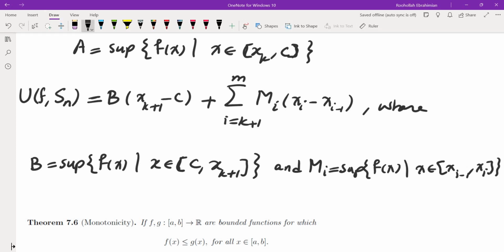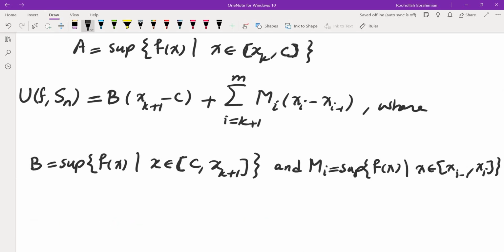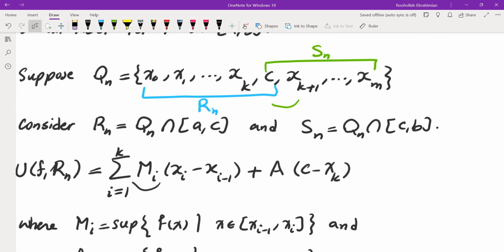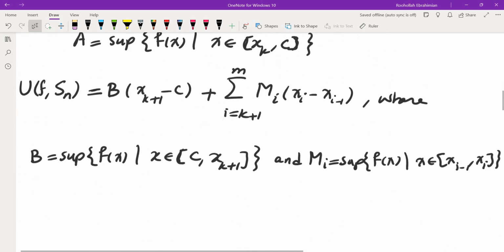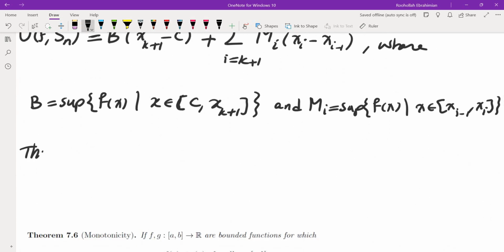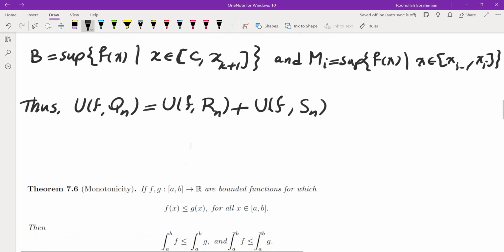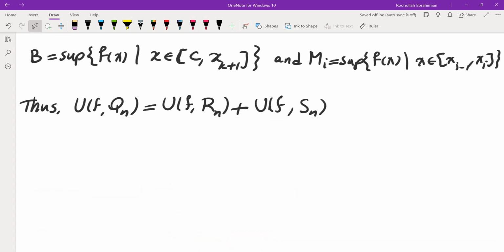In other words, the upper sum for Qn is exactly the upper sum for Rn plus the upper sum for Sn. Because again, the upper sum for Rn gives you the first portion of the sum, and the upper sum for Sn gives you the second portion of the sum.